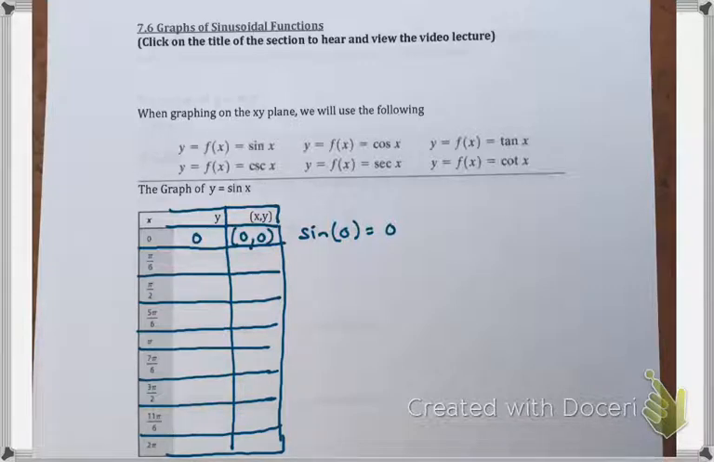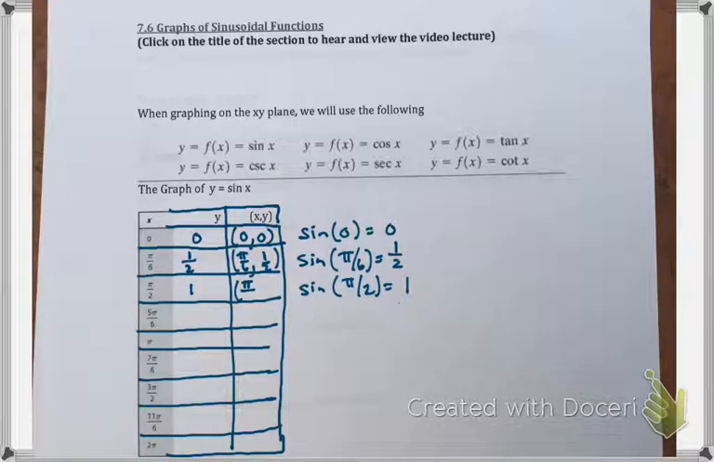Second one, sine of pi over 6. Now pi over 6, remember, is 30 degrees. So sine of 30 degrees is 1/2. Okay, so my next coordinate point is going to be (pi over 6, 1/2). Sine at pi over 2. Pi over 2 is 90 degrees, and sine at 90 degrees is 1. So I get the point (pi over 2, 1).